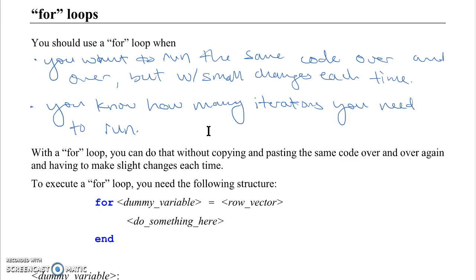So to execute the for loop, you want the following structure. You want to write the word for. That's a special word in Matlab. It'll turn blue. And then after the word for, space, you want a dummy variable equals a row vector and then the code that you want to execute. After the code you want to execute, you want to type the word end. End is also a special word in Matlab and it will also turn blue.